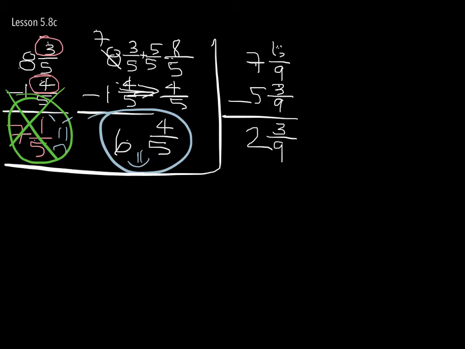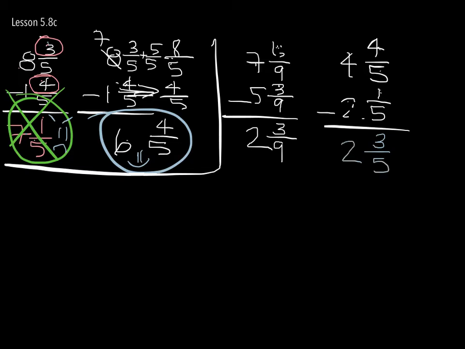Another problem here. 4 and 4/5 less 2 and 1/5. Okay. First check, is our top numerator greater than our bottom numerator? Is 4 greater than 1? It is. So are we okay to proceed? Yes. 4 less 1 is 3. What language are we talking? We're talking fifths. And then 4 less 2 is 2. 2 and 3/5.